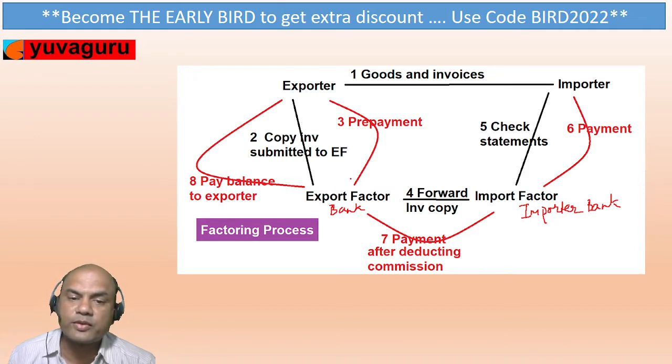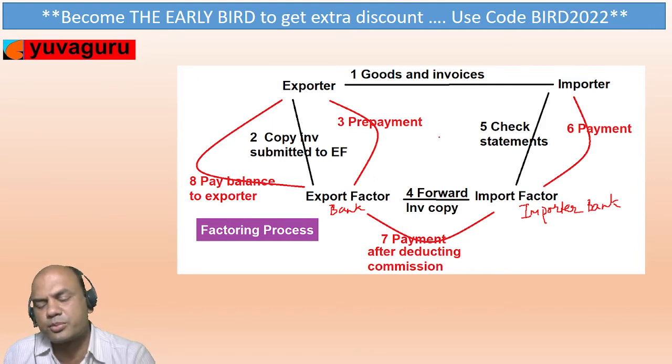What does this export factor do? He pays the balance amount to the exporter. Step number 8. He got the full amount, 100 rupees. He had paid 75 rupees to this guy. So he'll deduct his interest and everything, and whatever is remaining, he'll pay back to the exporter, right? That is the logic followed in factoring, okay?